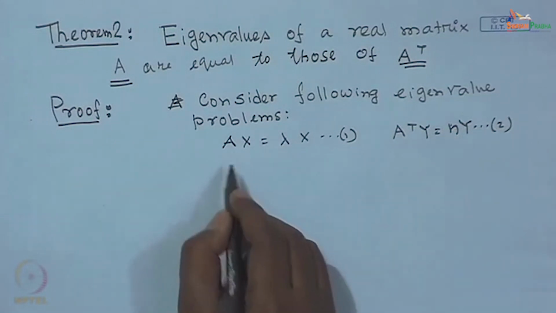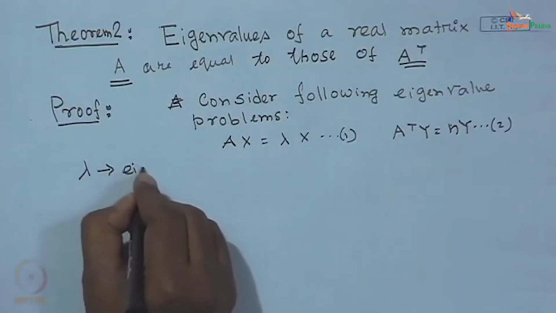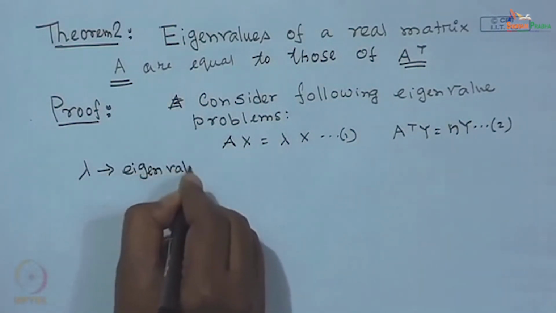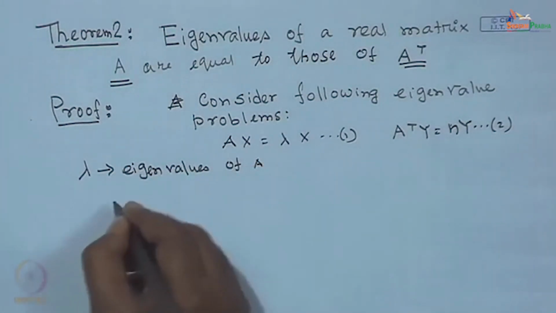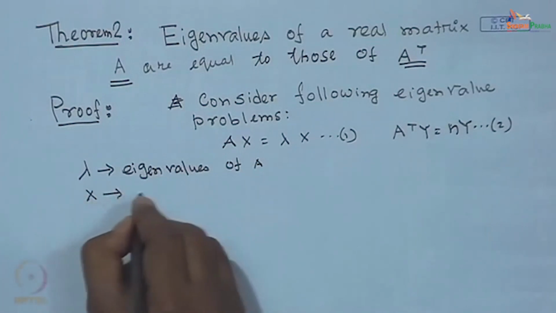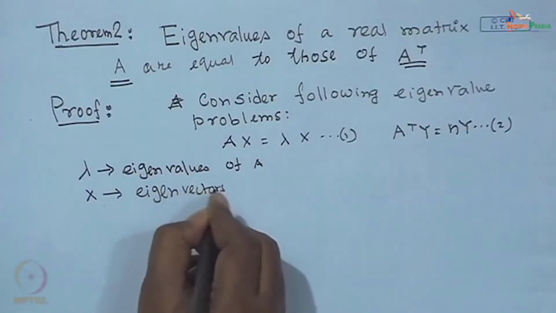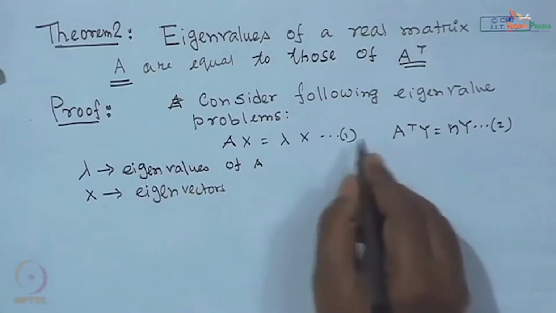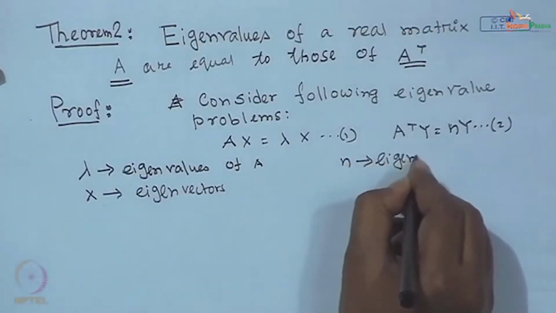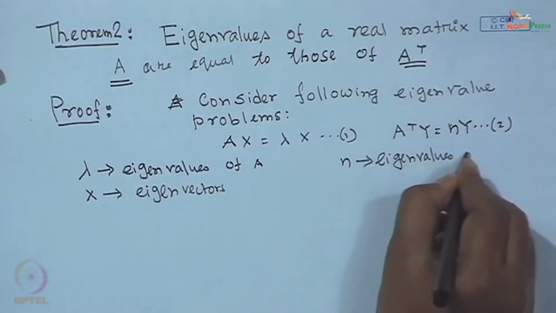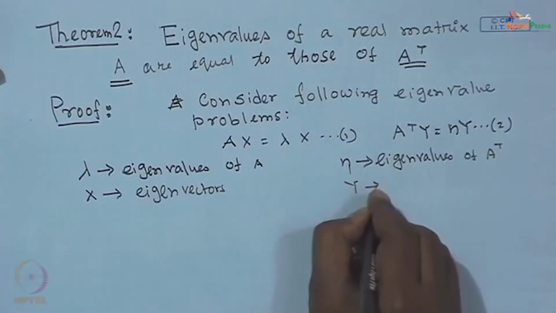So, in this case lambda is the eigenvalues of A and corresponding eigenvectors are x. In the second problem, eta are the eigenvalues of A transpose and the y are the corresponding eigenvectors.